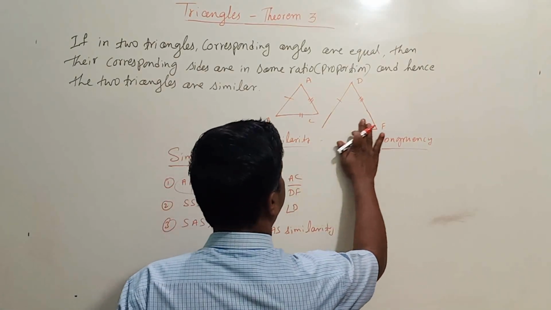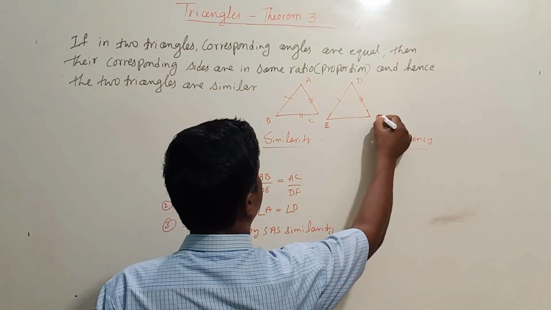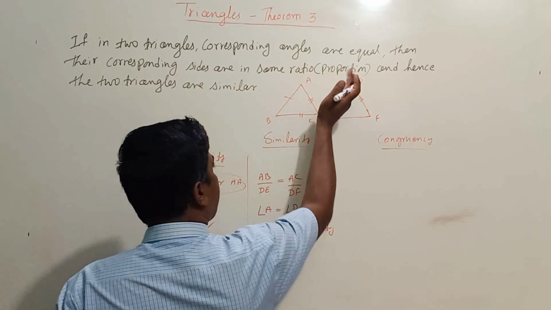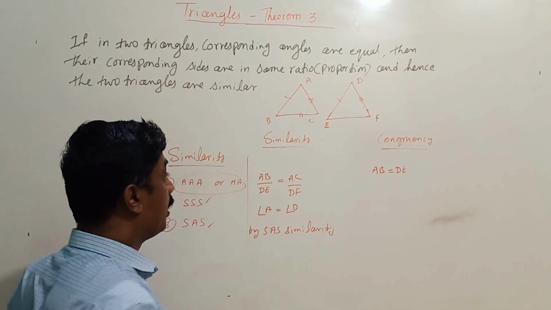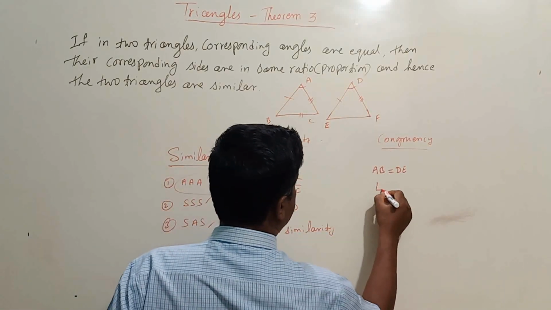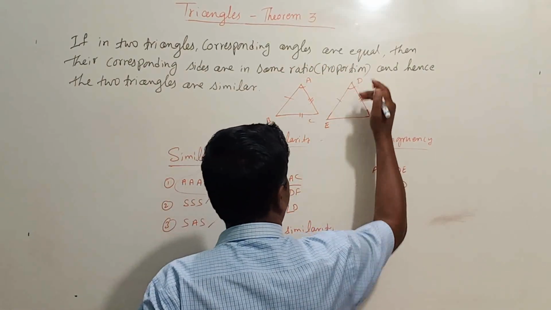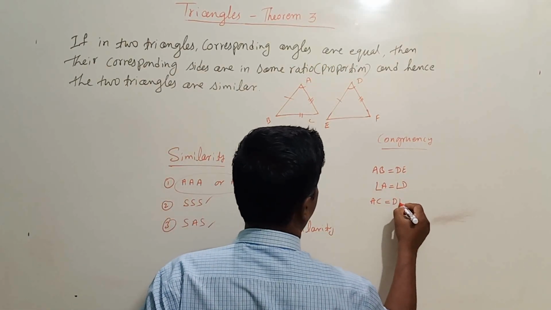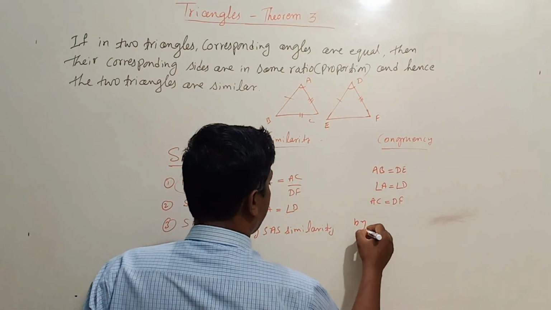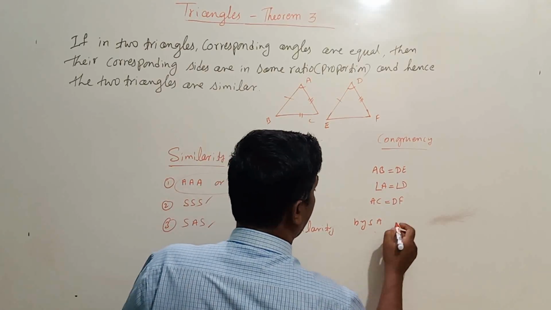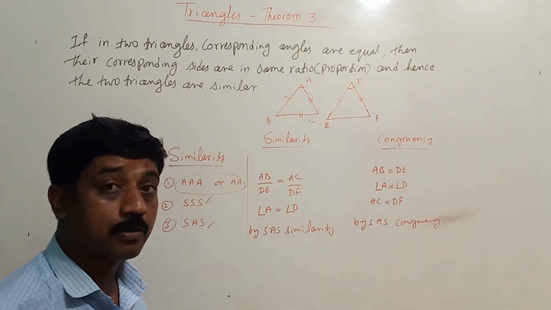Check it out here. How is it possible by SAS? This is E and this is F. I take AB is equal to DE. Angle A is equal to angle D. And AC is equal to DF. So side angle side. So by SAS congruency, both the triangles are congruent.